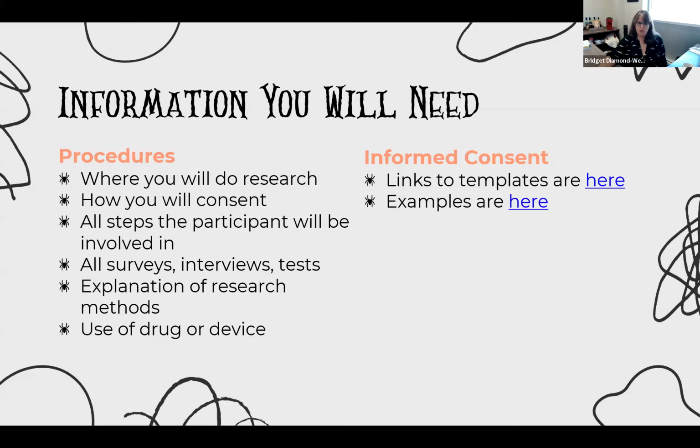So the next thing you're going to need is to know your procedures: what you're going to do, where you're going to do your research, how you're going to get the consent, and all the steps the participants are going to be involved in, all the surveys, interviews, and tests. You're going to need to explain your research methods to the IRB.